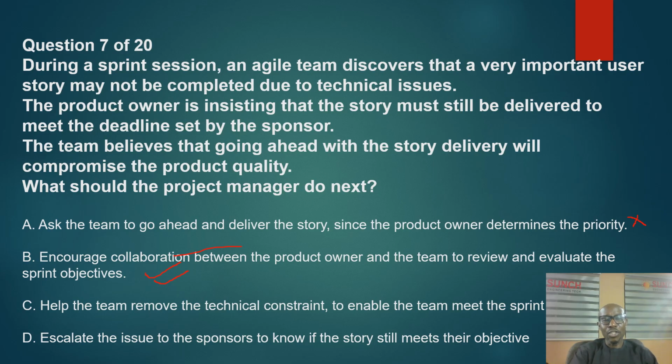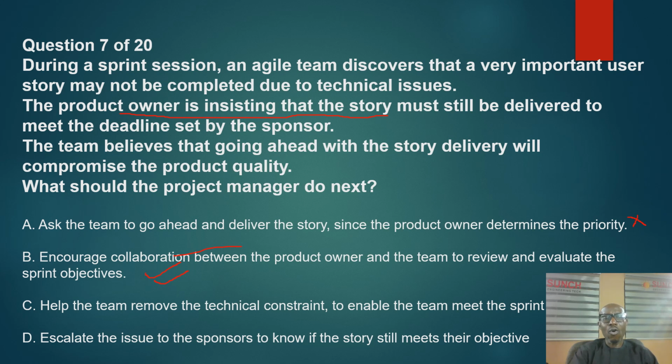Then D, escalate the issue to the sponsor to know the story still meets the objective. Okay, let's look at these questions fast. During a sprint session, an agile team discovers that a very important user story may not be completed due to technical issues. The product owner is insisting that the story, the product owner is the owner of all the stories, must still be delivered to meet the deadline set by the sponsor. The team believes that going ahead with the story delivery will compromise the product quality. What should the project manager do next?